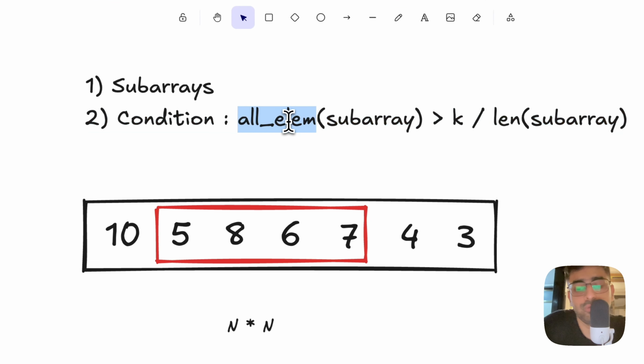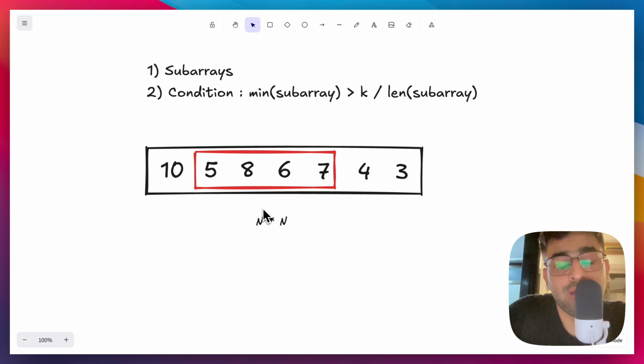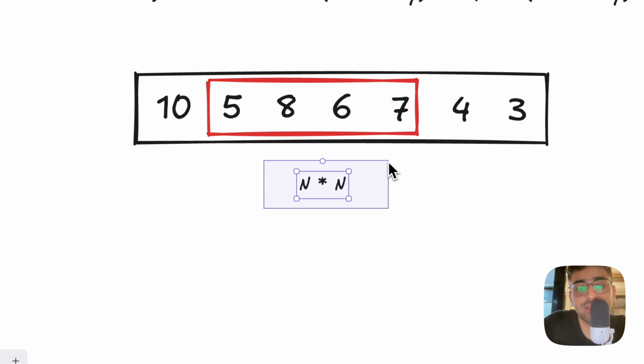So the new condition would be minimum of the subarray should be greater than k upon length of the subarray. Okay, so the new time complexity is n square. But still, in online assessment round, I think we had to solve that in big O of n time complexity or n log n time complexity. And this is quadratic, which would give you TLE. So we have to optimize this thing as well.